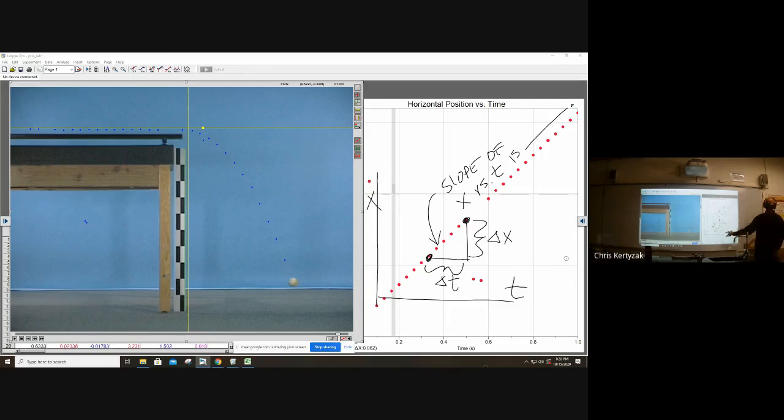Did the slope of the graph change as a result of being on the table compared to being in the air? You can clearly see it did not. The slope of the graph maintained itself. But what can we conclude? What actually didn't change as a result of falling off the edge of the table? The position changed, the horizontal position changed. It kept getting further away from that yellow crosshair that's on the edge of the table.